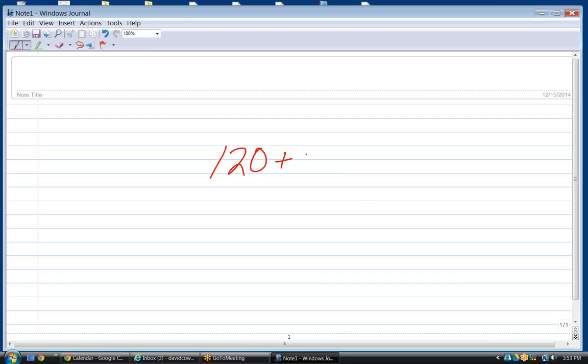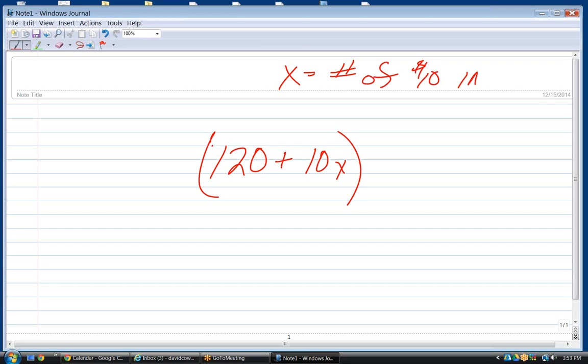Sometimes you have to play around with this a little bit. There is the new price of a ticket. Remember, x is the number of $10 increases. So if I do just an x of 1, well, this gives you the new ticket price, which is $130.